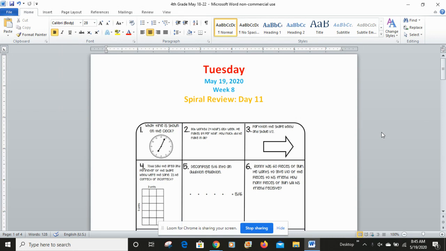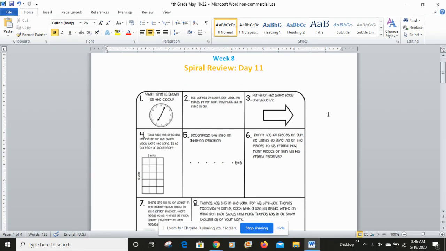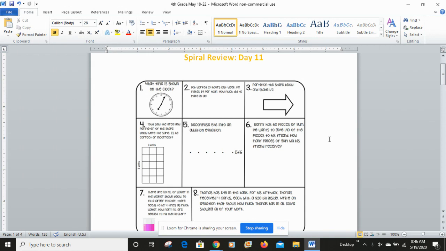And today you're going to start working on some things called spiral reviews. If we look at this review, we're looking at some of the things that you've worked on throughout the year in fourth grade and going back some into your earlier years too.